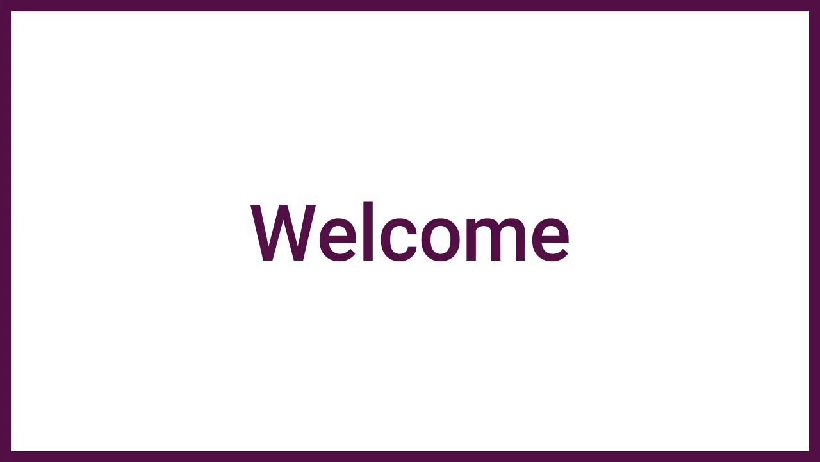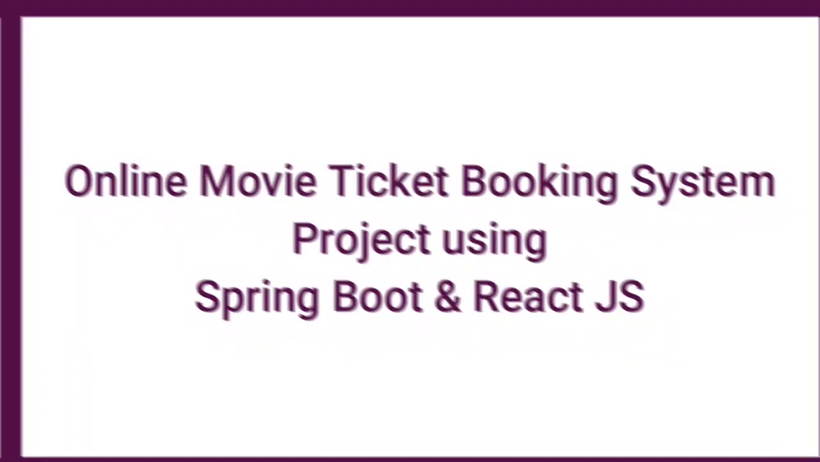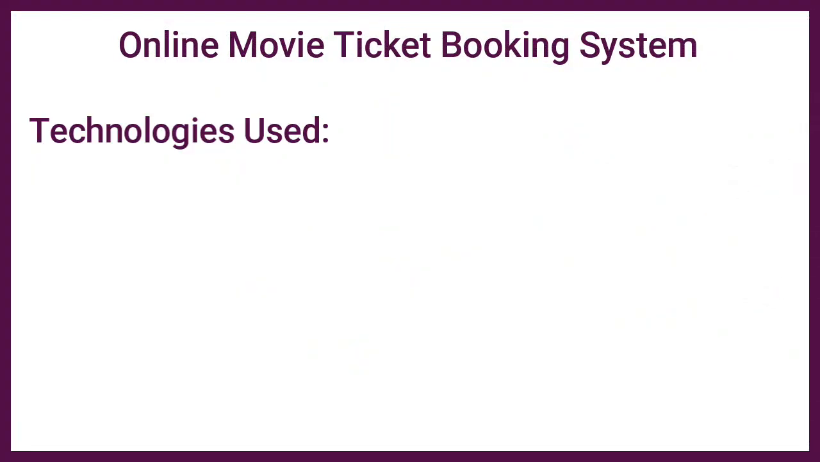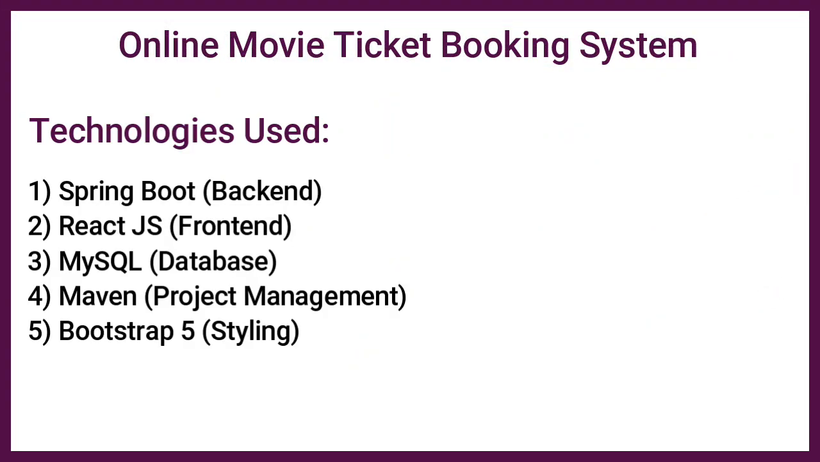So in this video, I'm going to show you my project, that is the online movie ticket booking system project, which I have developed using Spring Boot and React.js. The technologies which I have used for the development of the project are Java Spring Boot for the backend, React.js for the front end, MySQL for the database, Maven for the project and dependency management, and for styling purposes, I have used Bootstrap.